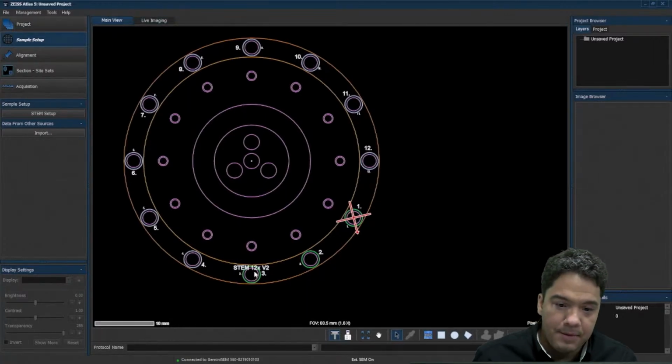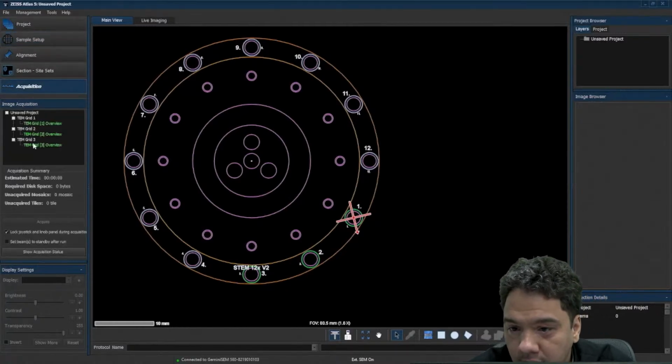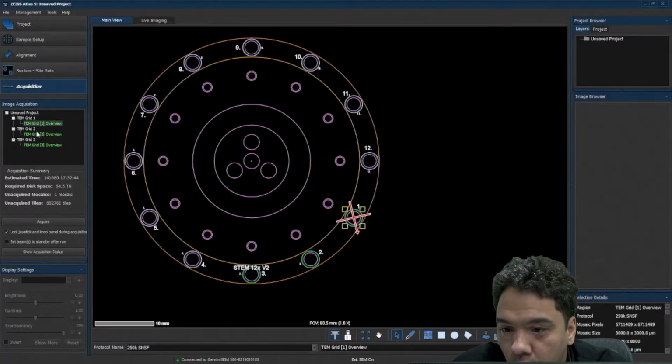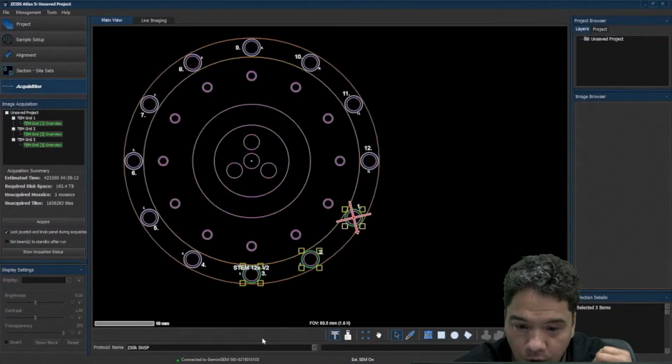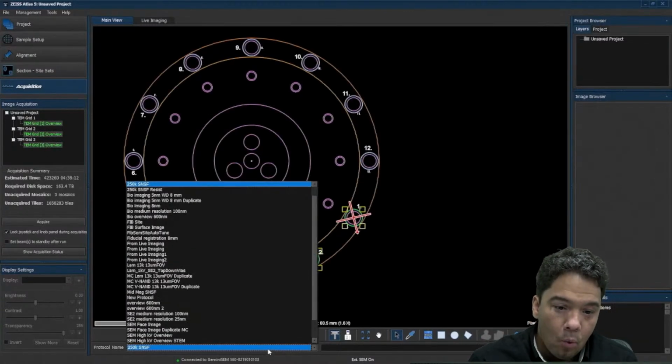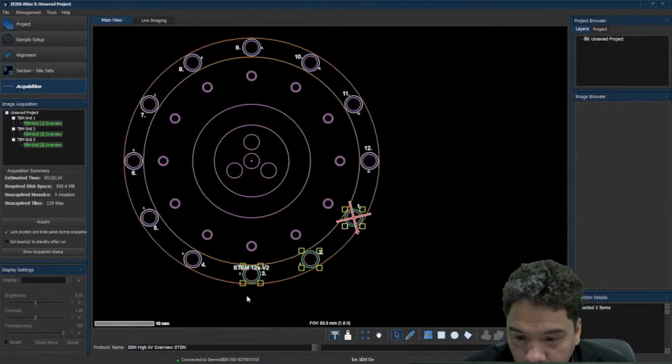Of our grids. Then we are going to acquisition. This area here of the software shows the 3 different grids that we are going to acquire. Now we need to tell Atlas what our protocol is to do that overview imaging. Here we have the protocol.